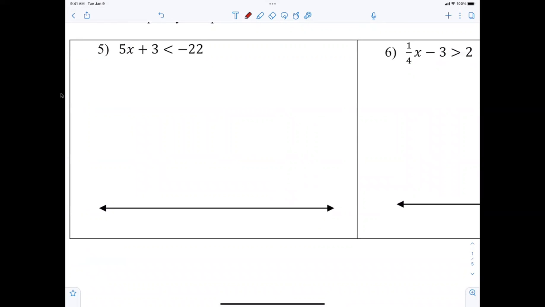I know that 5x is less than what? 5x is less than -25. And when I divide, I end up with x is less than -5. Oh, I see. Because it would also be negative. Does anybody have any questions with this? X is less than -5.